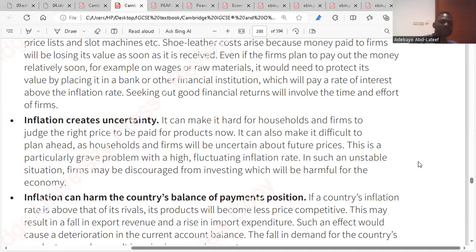In such an unstable situation, firms may be discouraged from investing, which will be harmful for the economy. Uncertainty brings lack of confidence, or pessimism. Firms will be pessimistic. Consumers will be pessimistic about the future, so they don't want to spend. Firms would not want to invest, and this will reduce output in the economy, which will lead to economic decline. Clear?